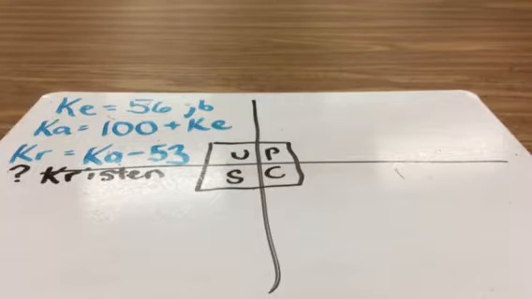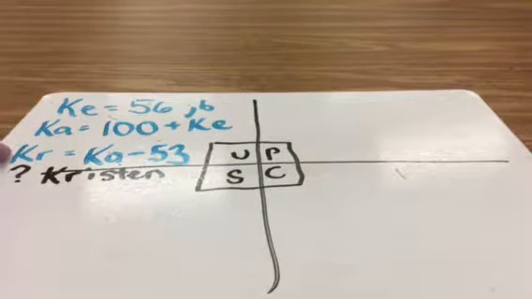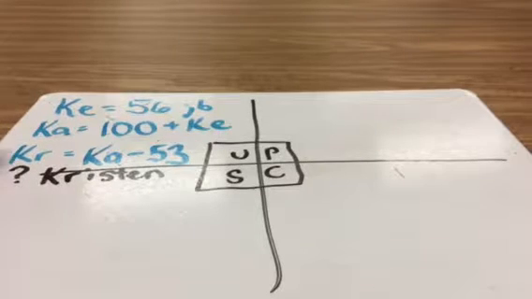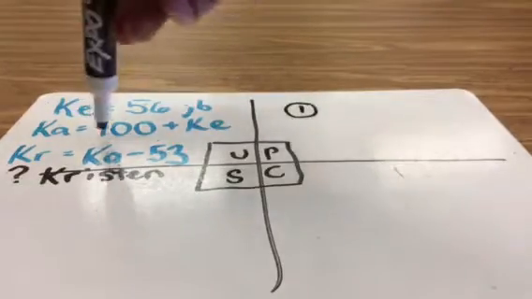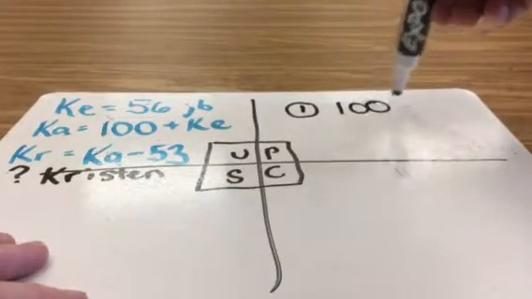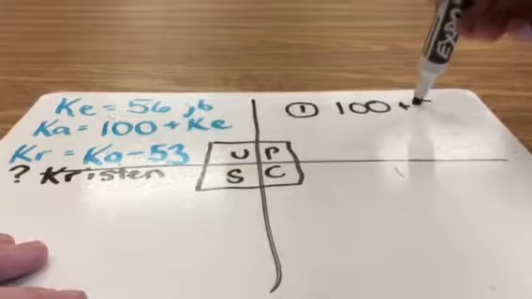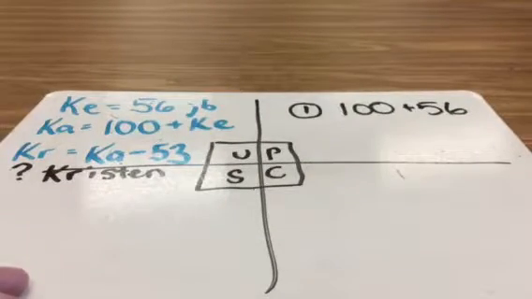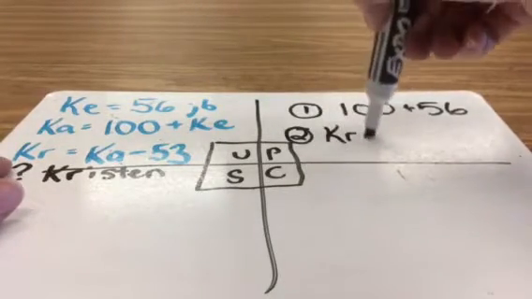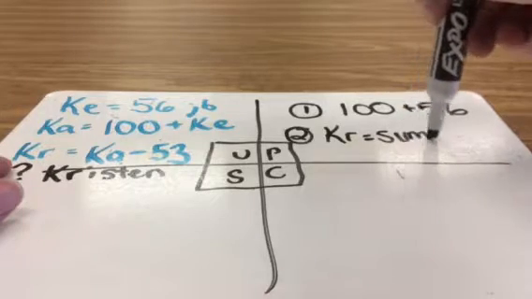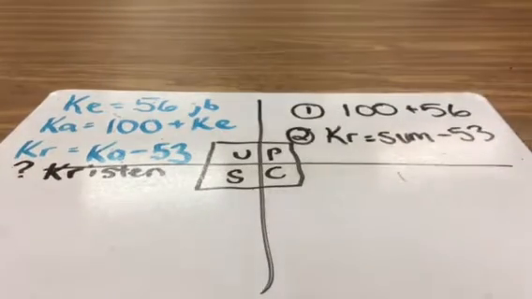So I know that Kristen is Kayla minus 53. So going into my plan, I know Kristen is Kayla minus 53. My problem though is I don't know what Kayla is. So before I can figure out Kristen, I need to figure out Kayla. So in order to figure out Kayla, I'm going to do what her equation says. 100 plus Kennedy, which is 56. And that's going to take care of Kayla. So then I can have Kristen equals Kayla, which is my sum, minus 53.